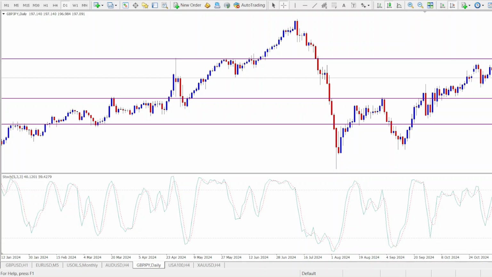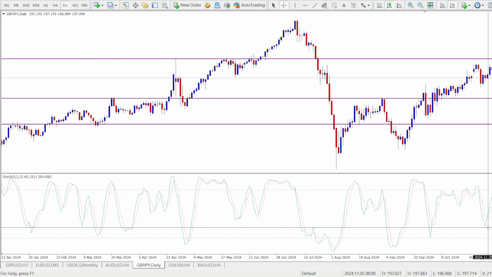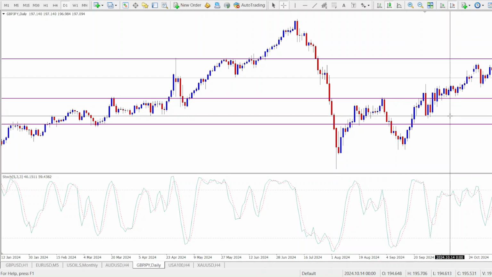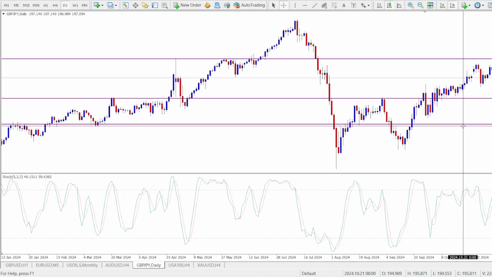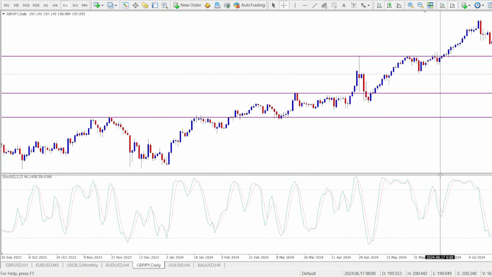So here are a few pro tips for using the stochastic crossover strategy effectively. Tip number one: avoid trading solely based on one indicator. This is crucial. While the stochastic oscillator is powerful, it works best in combination with other indicators, such as moving averages or support and resistance levels, as you can see on the chart, because these are going to help in confirming potential reversals. Now, tip number two: be cautious in strong trends. In a strong upward or downward trend, the stochastic oscillator can stay in overbought or oversold regions for long.